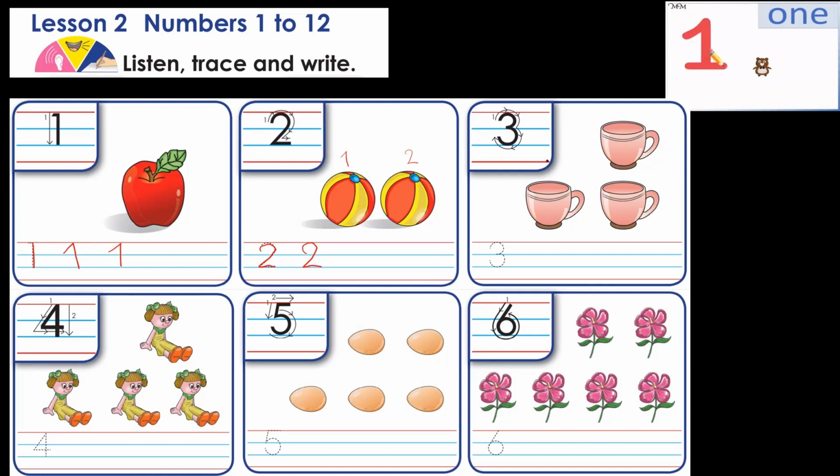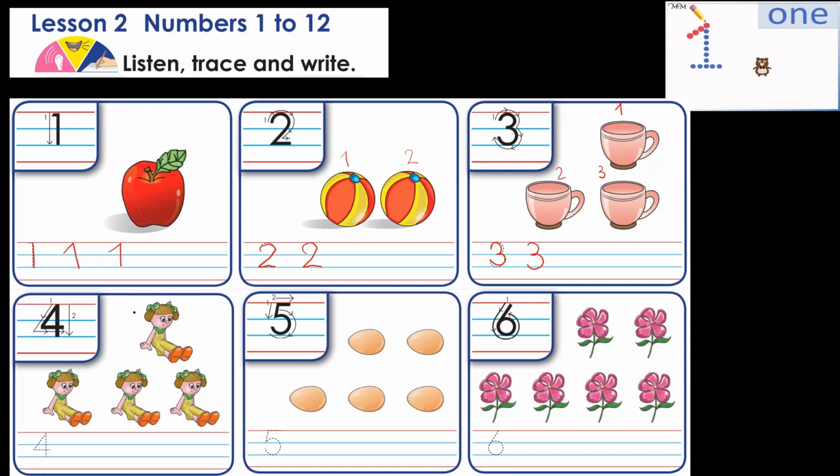What do you see in the third picture? We see cups. How many cups are there? We have 1, 2, 3. Very good. 1, 2, 3. 3 cups. So let's write down 3. Round, round, 3. Round, round, 3. Got it? Very good.